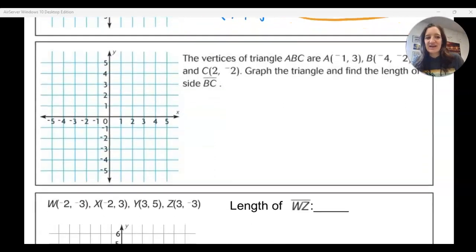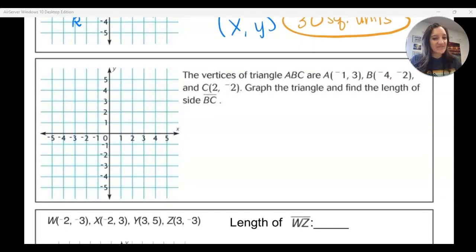Another thing that you're going to be asked to do this chapter is to graph triangles, graph the polygon, and then find the length of one of the sides. So let's graph this triangle. We know A is at -1, 3. Make sure that we put A there. B is at -4, -2. And C is at 2, -2. All right, so here is our triangle.